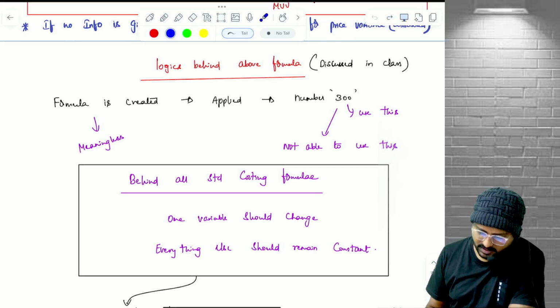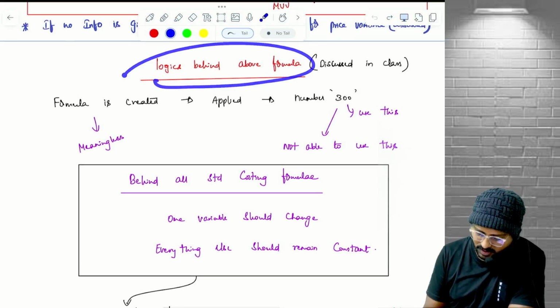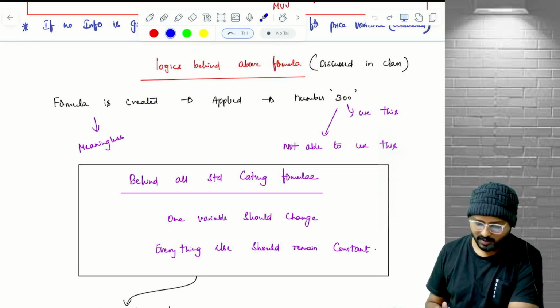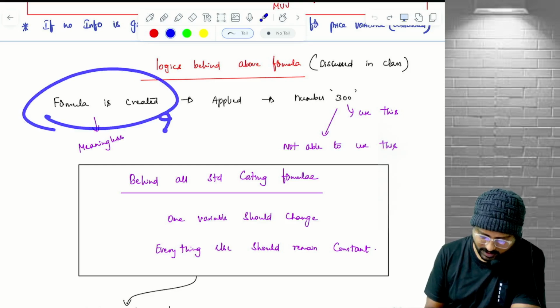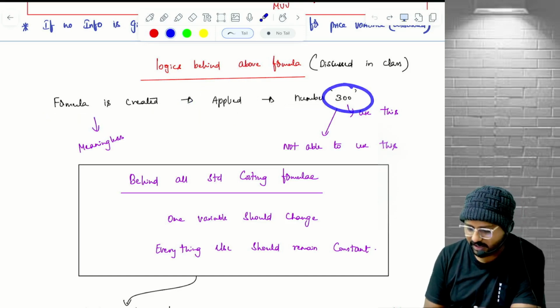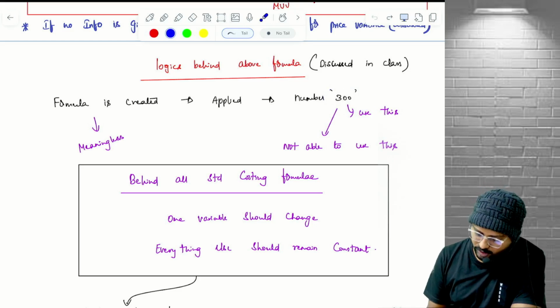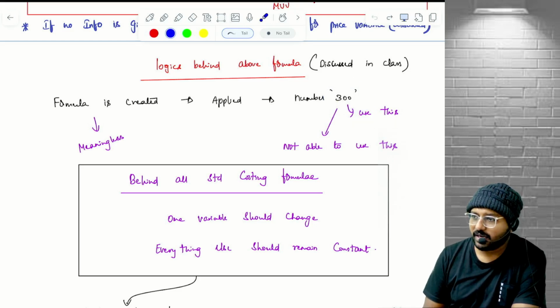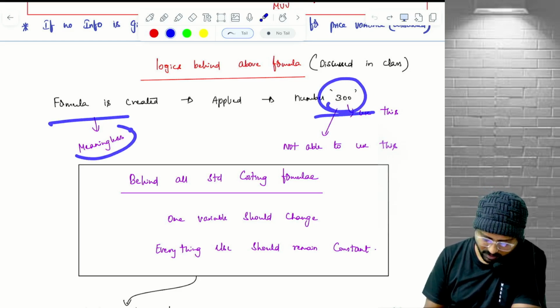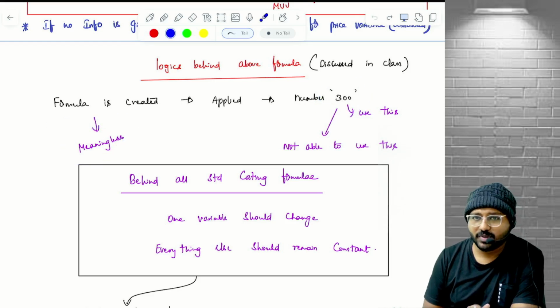Now, first thing is, if you need to understand this, first you have to understand the logic behind any formula for that matter. First of all, what is the reason for creating a formula? So that once that formula is applied, you will get a particular number, let's say 300, for example. And then you should be able to use that number, right? If you are not able to use this number after applying the formula, then the formula itself is meaningless, as simple as that. Got the point?